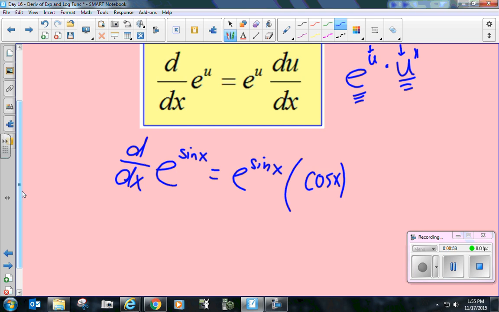Okay? So, what is the derivative of e to the 5x? Times 5. And we would write that as e to the 5x times 5, and we write it up with the number first, 5e to the 5x. All right? Simple.